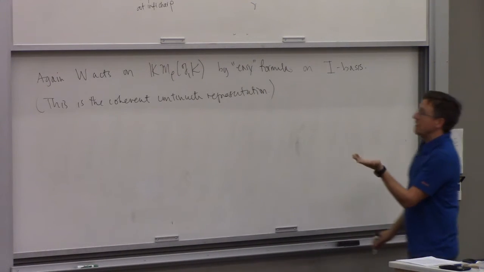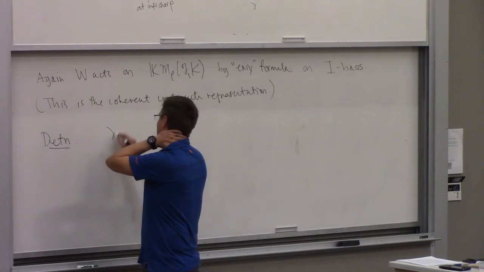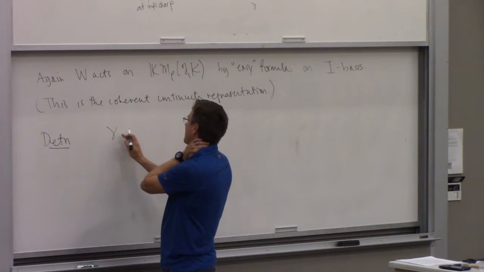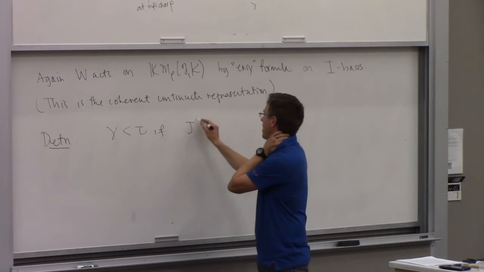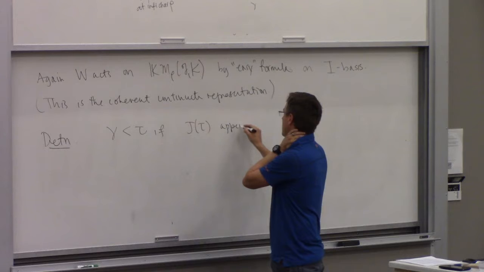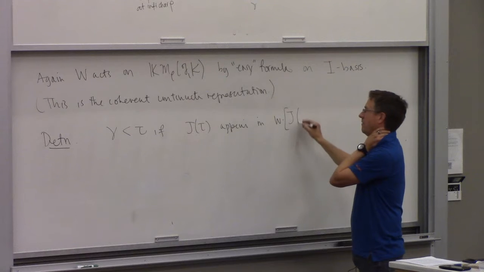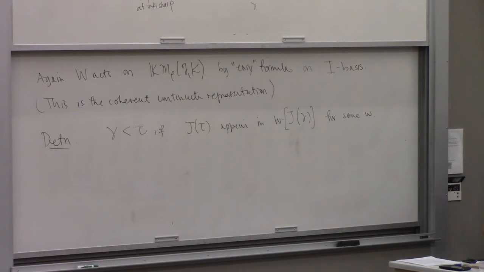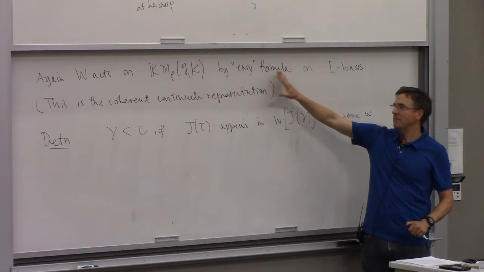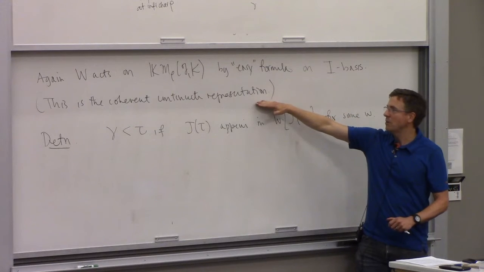Okay, so we can just define this. If J of tau appears in W of J of gamma for some W. Okay? So just the exact same definition. I've got these two distinguished bases. The basis of standard modules where this W action, which I've hidden from you, I haven't told you where it comes from yet. It's the so-called coherent continuation representation.